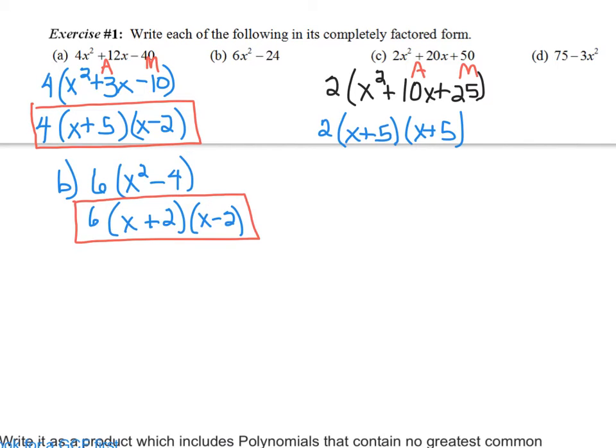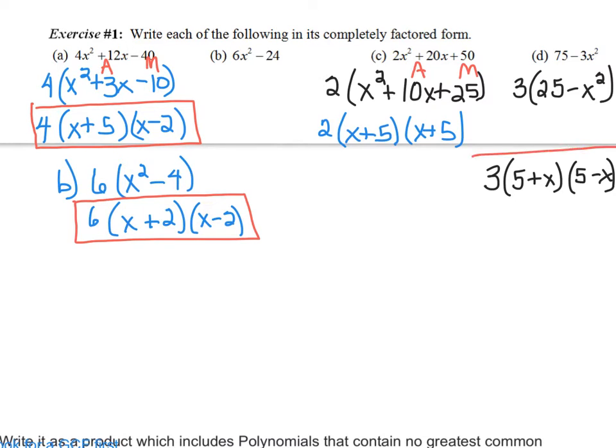Let's finish with example D, where we see that we have a GCF of 3. I'll still have 25 minus x squared left over. That, of course, is the difference of two perfect squares. So I'm going to keep my 3. Now be really careful with the order here. When I factor the difference of two squares to get the 25, that's going to be 5 times 5, and I write those down first. To get minus x squared, I'll have a positive x and a negative x. So here's my final answer in completely factored form.